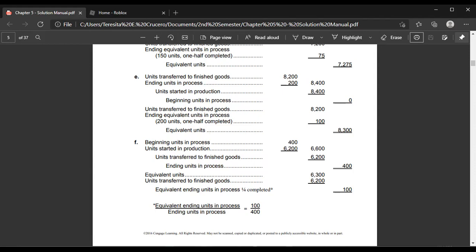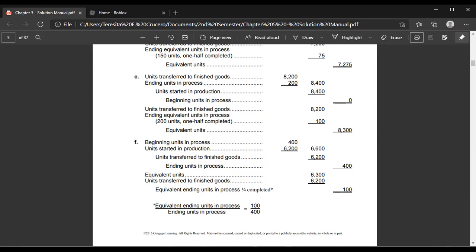The units transferred to finished goods, 6,200, meaning the equivalent units of the ending inventory is 100. To complete the difference between 6,300 and 6,200, the equivalent ending units in process, we have 100.